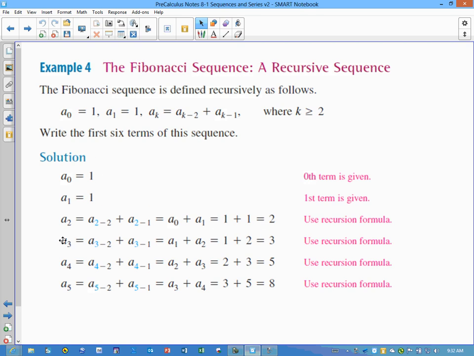To get the third term, I'm going to add the 2 plus the 1 to get the 3. And then 2 plus 3 is 5. 3 plus 5 is 8. 5 plus 8 is 13. 13 plus 8 is 21, etc., etc. That's called the Fibonacci sequence, and we'll see a lot of applications of this down the road.